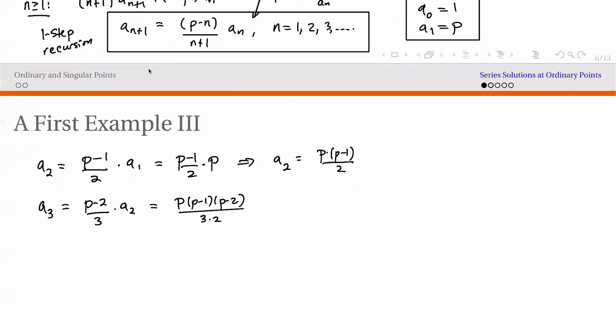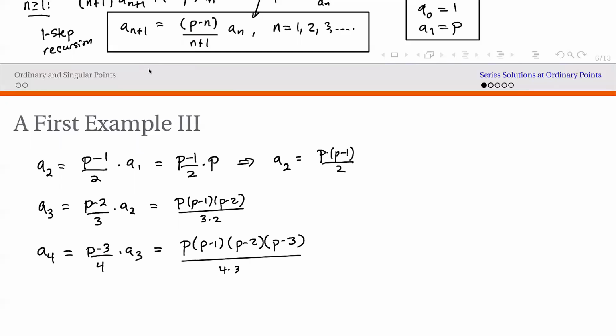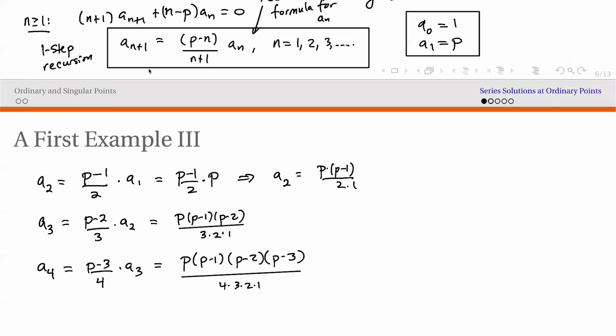Let's go one step further, and then I bet we can kind of sense a pattern forming. This would be p minus 3 over, so this is n equal to 3 in this formula, p minus 3 over 4 times a3, which would be p, p minus 1, p minus 2, p minus 3 over 4 times 3 times 2. And I'm going to go ahead and throw in the times 1 on the bottom here because it's going to help you see the pattern a little bit here.